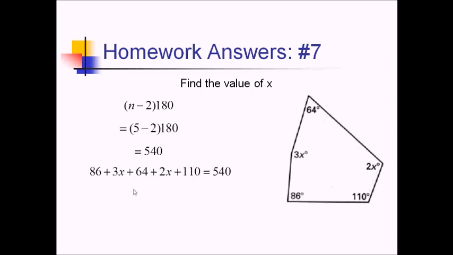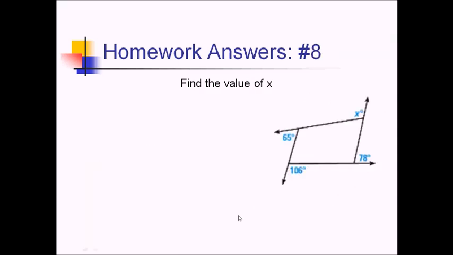So combining like terms, I've got 5x, and then for the numbers, let's see here, we've got 86 plus 64, that's going to be 150, plus another 110 gives us 260. Subtracting 260 from both sides, that's going to be 280. And then dividing both sides by 5, that's going to be, let's see, 56? Is that right? No. Oh, no, wait, yep, that is right. Okay. Yep, 56.